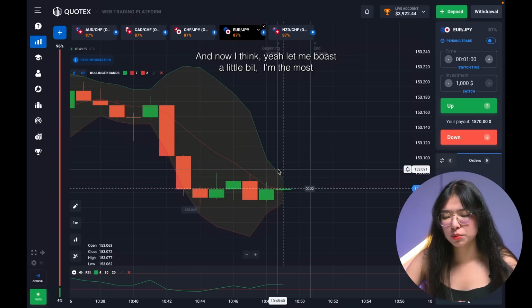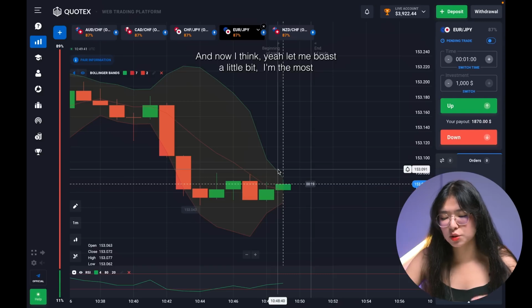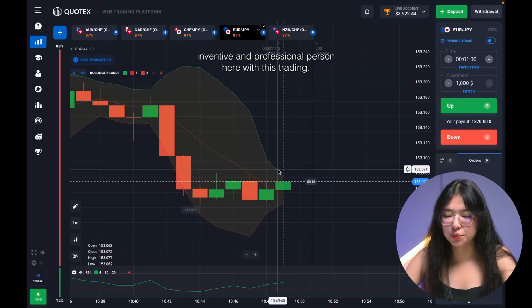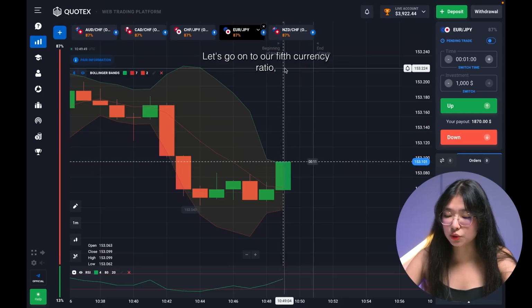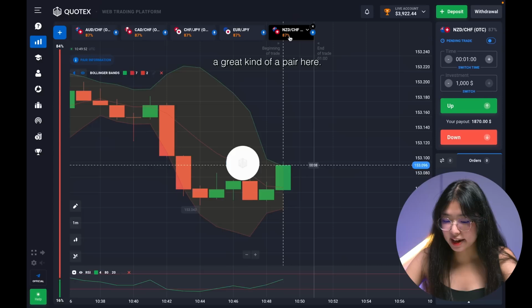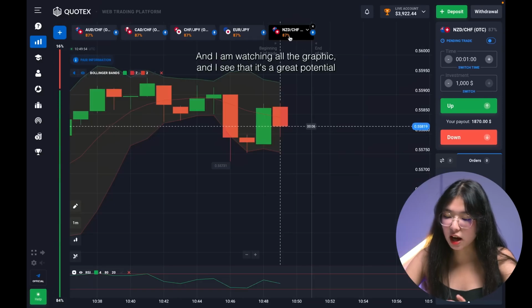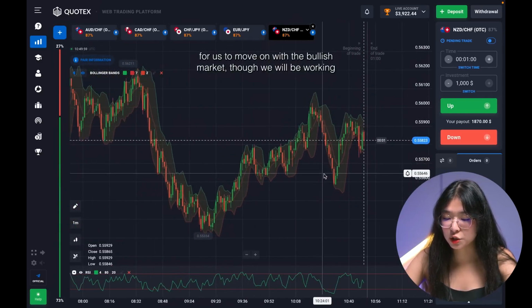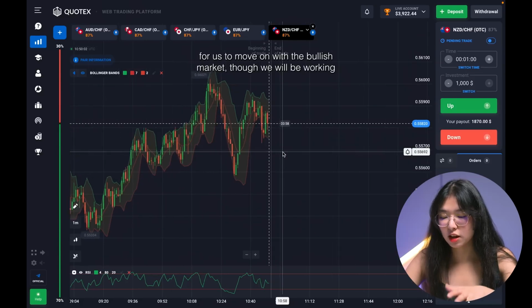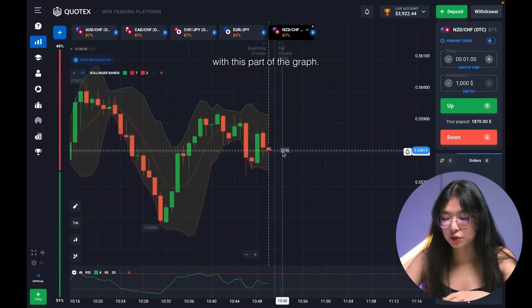Now I think let me pause a little bit. It is the most inventive and professional way of trading here, and let's go to our fifth currency pair. A great kind of pair here, and I'm watching all the graphic, and I see that it's a great potential for us to move on with the bullish market, though we'll be working with this chart of the graph.